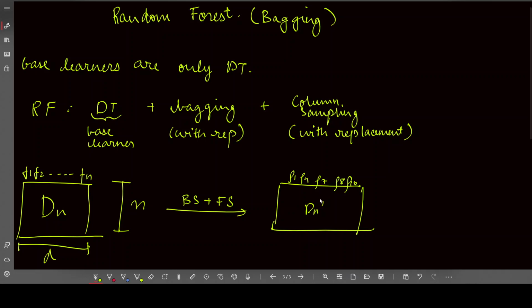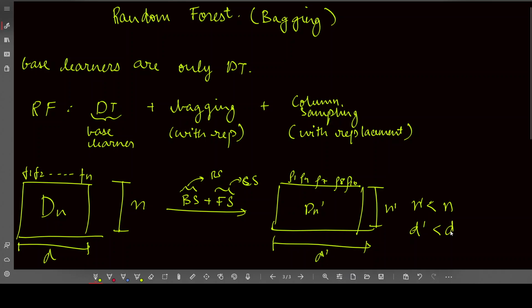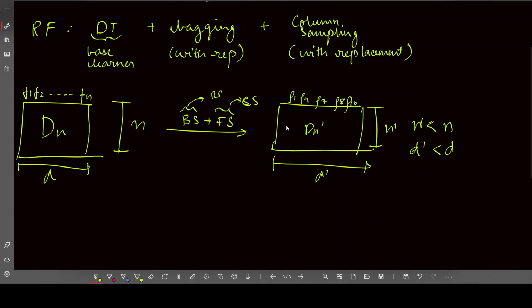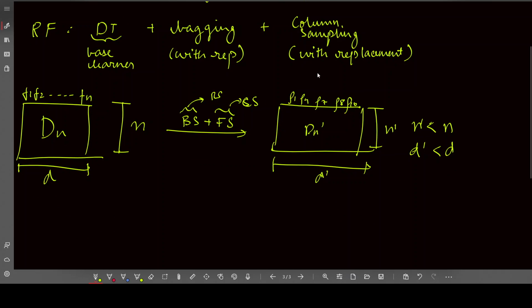And this is without replacement. Obviously this is row sampling, bootstrap, and this is column sampling. Let's call the number of rows n dash. So n dash is less than n, and the number of columns is d dash, so d dash is also less than d in your random forest models. Now the important question is, why is column sampling without replacement?